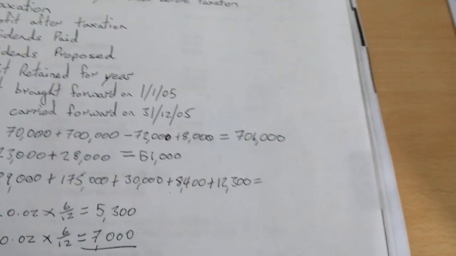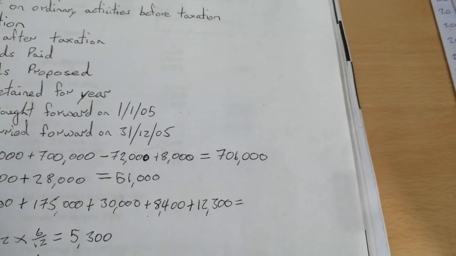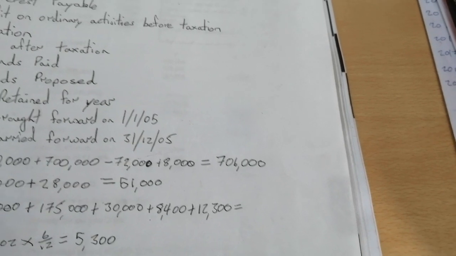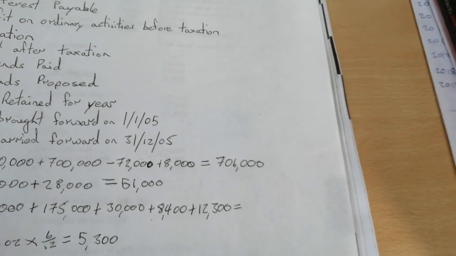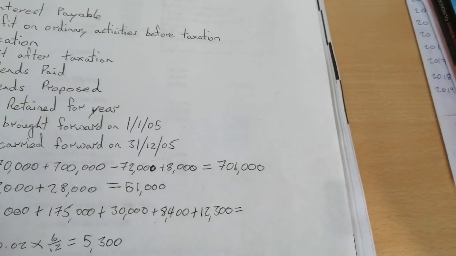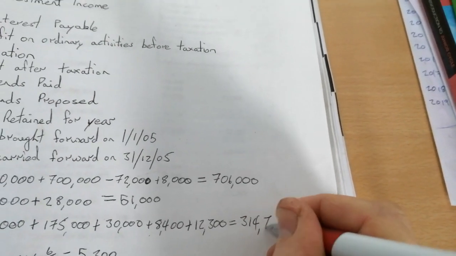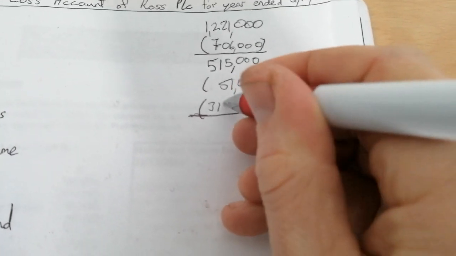Okay, and we've got to add all of that together, so give me a moment. 205,300, 700. Okay, so it goes up here, 314,700.